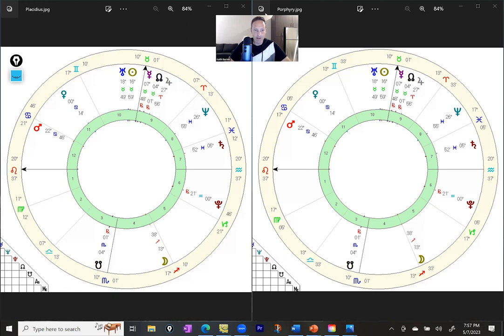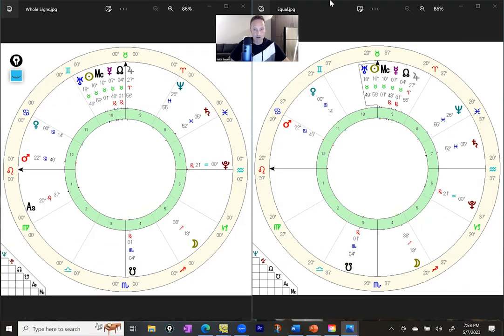Right. And so we have these two. Now I'm going to drop this screen and we're going to pull up whole signs and equal, and we're going to see how this changes. Okay, so here's the comparison between whole signs and equal. This is the same chart, I just changed the house system. On the left-hand side, you're looking at a whole signs representation of the same chart.